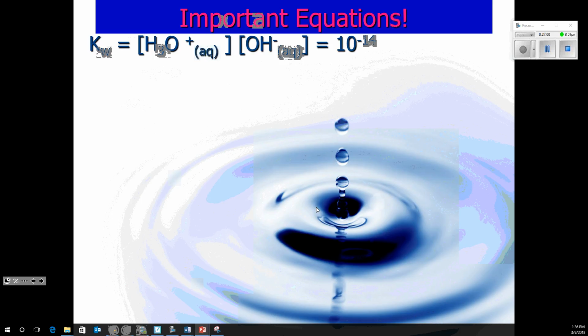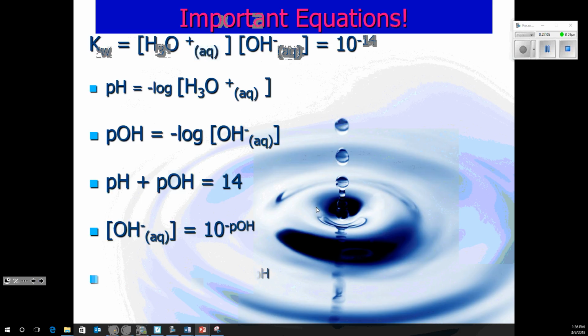Now, we're going to talk about some important equations. Besides the one we have used, there are several others that we're going to be using. The ones with a P in front, this is how I remember what to do with them. If it has a P in front, I'm going to do minus the log of whatever the concentration is. pH plus pOH equals 14. That makes sense if you look at the Kw up at the top, it's 10 to the minus 14. If I take the minus log of each of those and add them together, I'm going to get 14. At the bottom, to find the concentrations, I'm going to go 10 to the minus pOH or 10 to the minus pH to go back and forth.